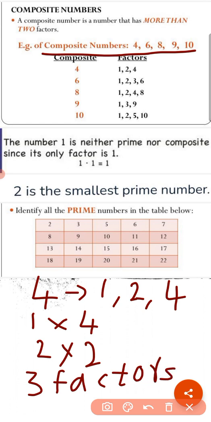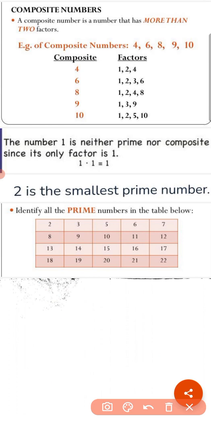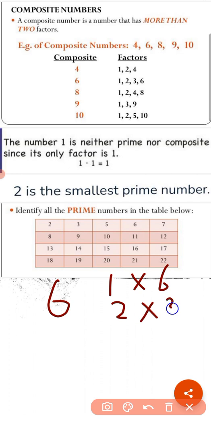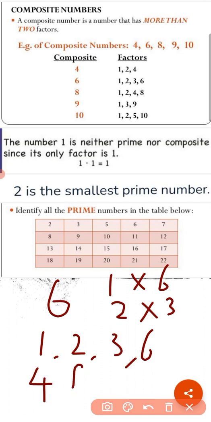Okay. Next example is 6. Find the factors of 6. 1 into 6, 2 into 3. So 1, 2, 3, 6. These are the factors of 6. How many factors, children? 4 factors. So 6 is a composite number. A composite number has more than 2 factors.